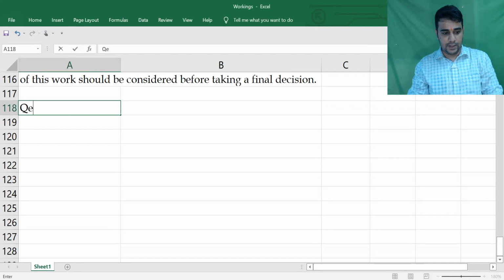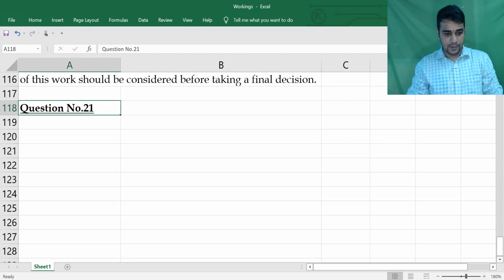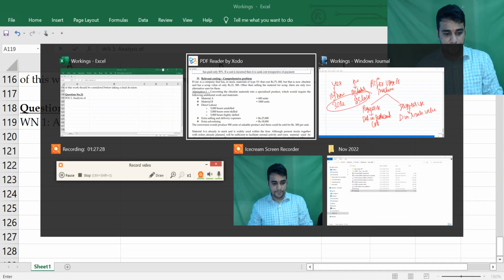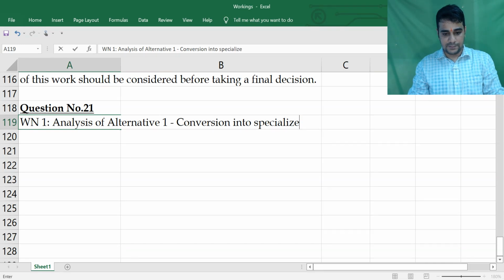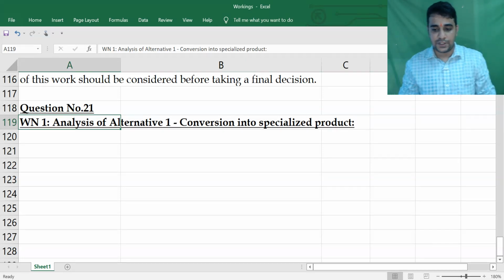Question 21. Working note 1. Analysis of alternative 1, conversion into specialized product.